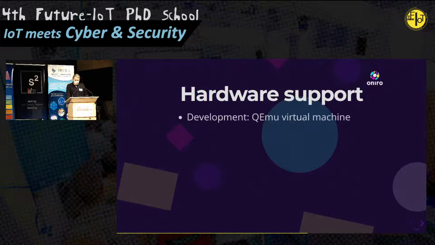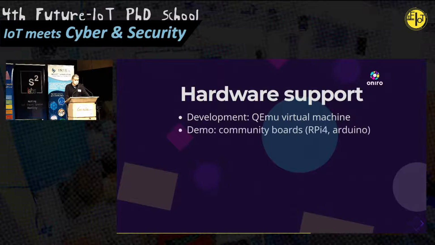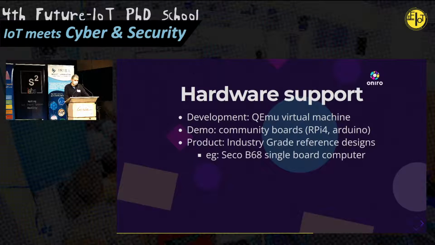So hardware support is something important for us. Also, you can do some development using a QEMU virtual machine. That's pretty easy. Every developer can run this on their system, so there is no need to get some specific hardware, and deployment can be easier. For demonstration or validating a feature, you can use a community board like a Raspberry Pi, Arduinos, and many others. And even if they're not supported, we can deal with this.